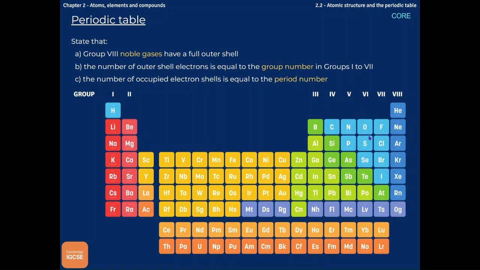All of these have 6. All of these have 5. So this number tells you the amount of electrons in the outer shell for these. The period number tells you the number of occupied electron shells. So hydrogen and helium have 1 shell. Lithium, carbon, oxygen have 2 shells. Sodium, silicon, sulfur all have 3. So this tells you the amount of shells.